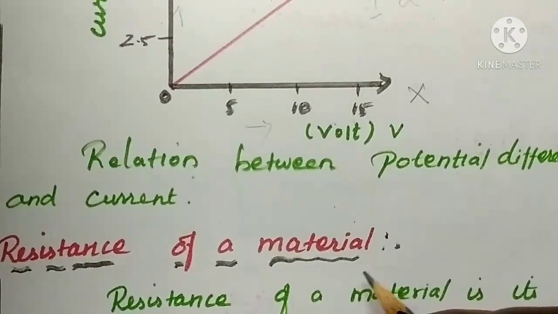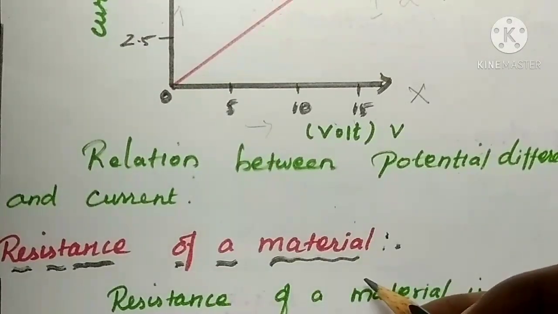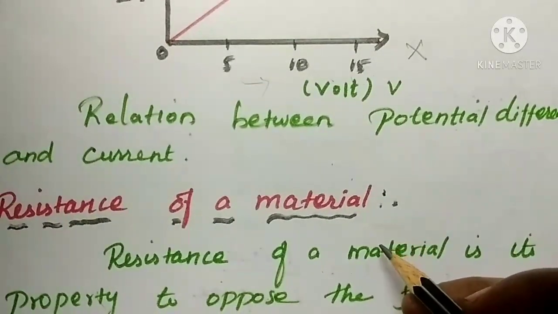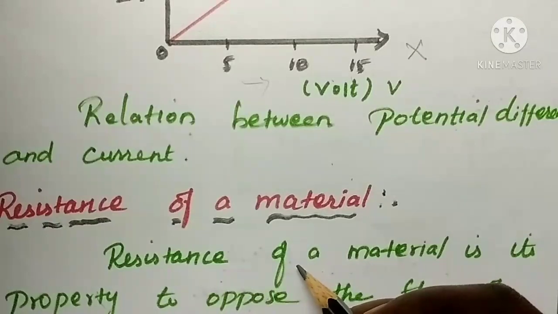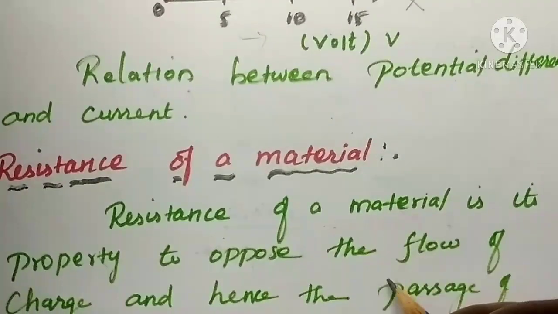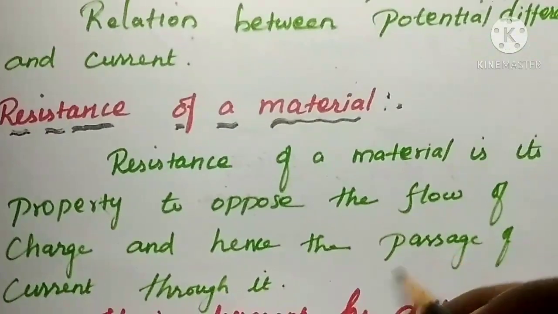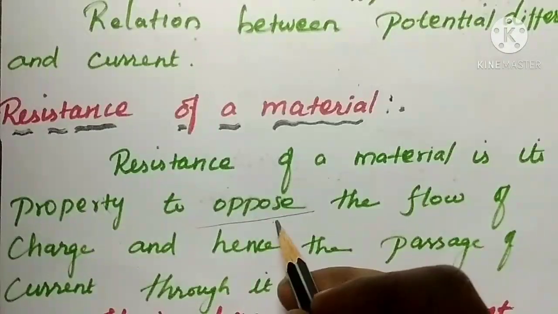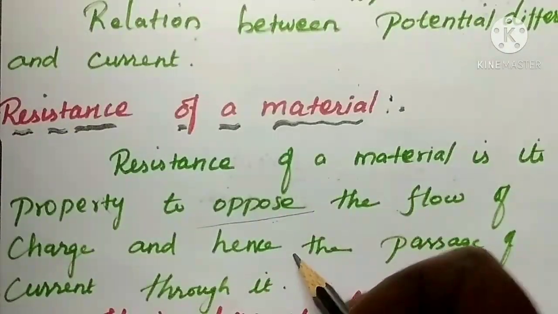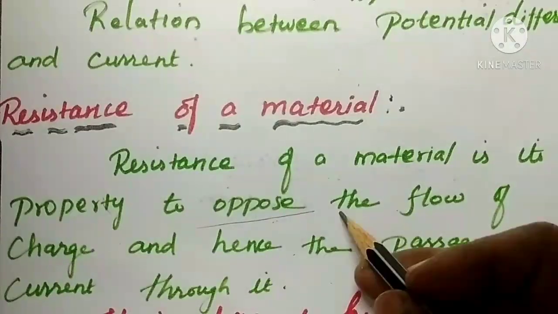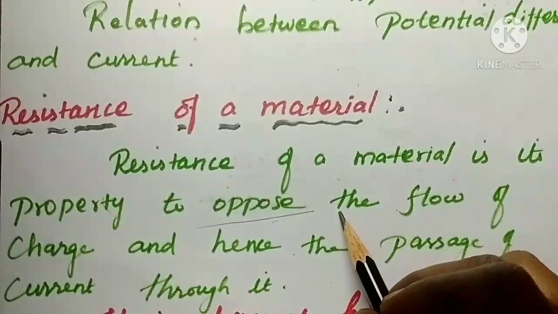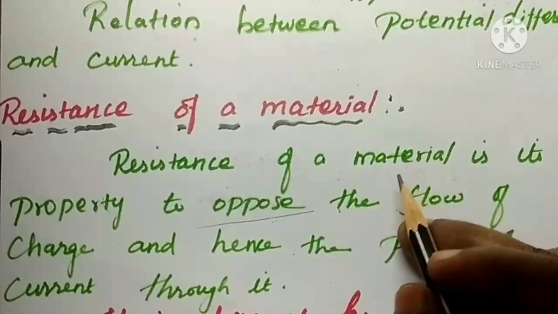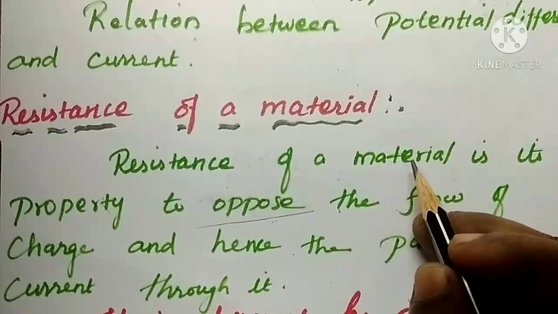Now we can see what the resistance of a material is. All types of material or conductor have resistance. Resistance is the property to oppose the flow of charges and hence the passage of current through it. The word "oppose" is very important. If it is a good conductor, there will be less resistance, and if it is an insulator, the resistance value is more.